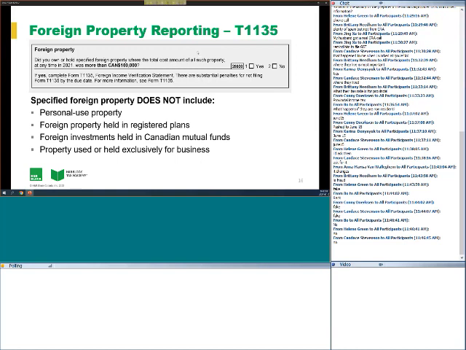So we have to answer the question on the tax return of did you own or hold specified foreign property where the cost amount of the property at any time in 2021 was more than $100,000 Canadian. Can someone in the chat window tell me why does the government want to know if you have property in other countries? If you have valuable property over $100,000 in other countries, why do they care?